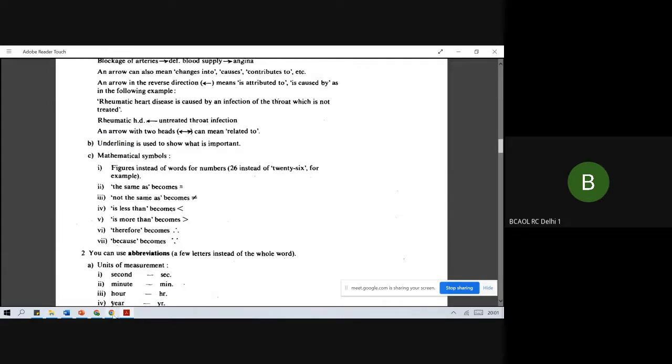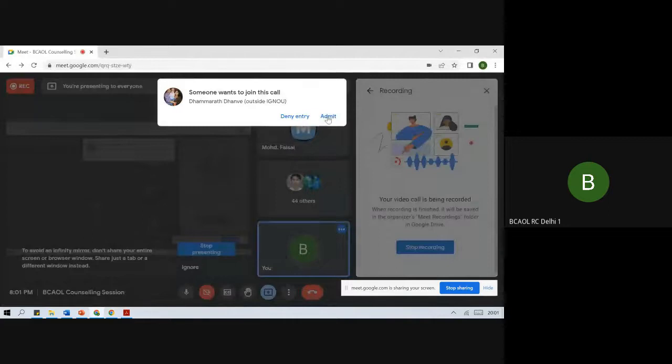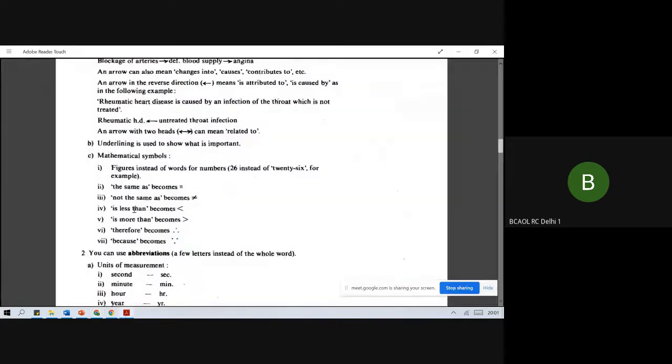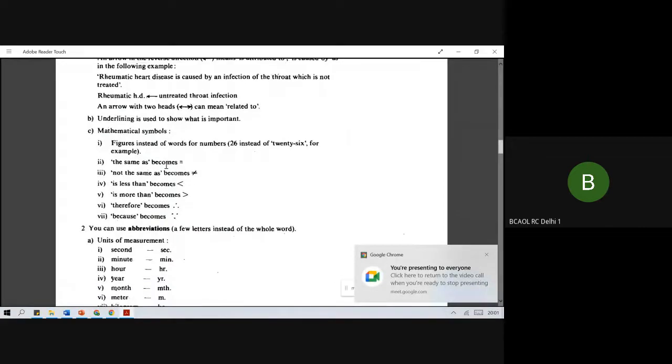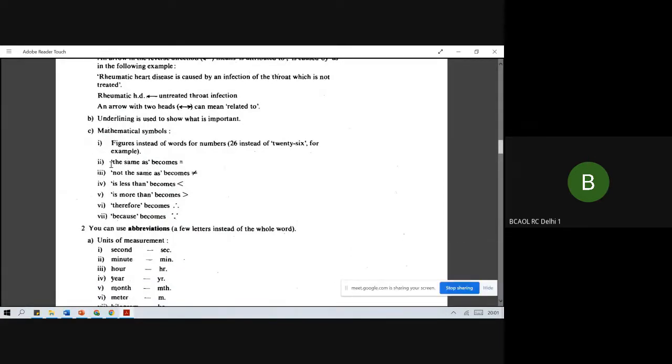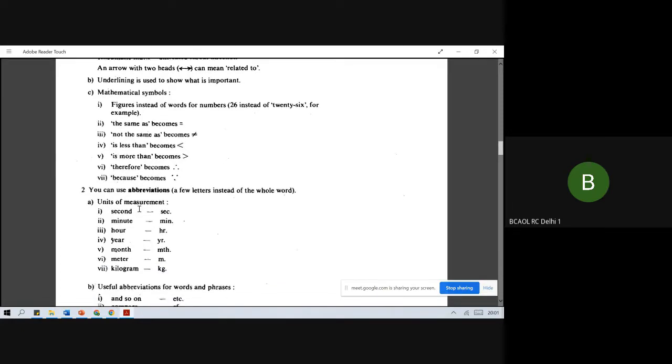Another reduction device is mathematical symbols. You can use mathematical symbols, like you can see on my screen. Okay, 'the same as', 'becomes', 'less than', 'greater than', these symbols. You can use the mathematical symbols.